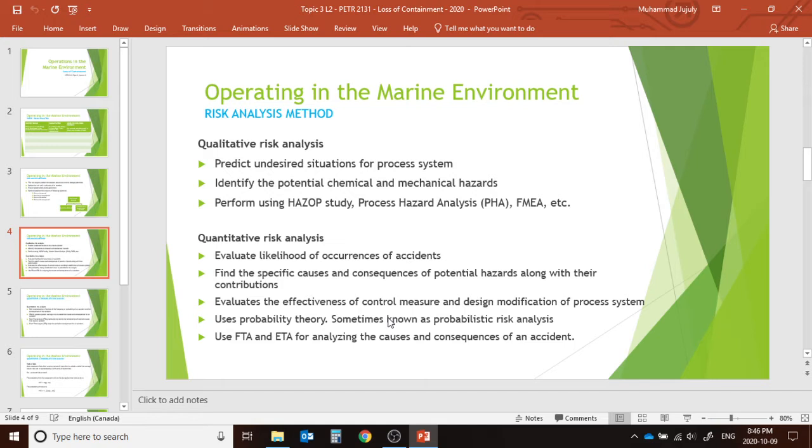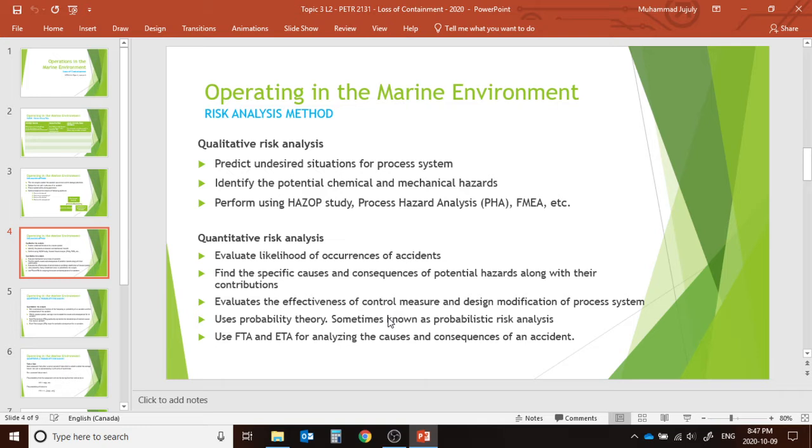Qualitative risk analysis predicts undesirable situations for process systems to identify potential chemical or mechanical hazards. We can do the qualitative analysis by using hazard study, process hazard analysis or PHA, or failure mode and effect analysis or FMEA. So these are the tools to do the qualitative risk analysis.